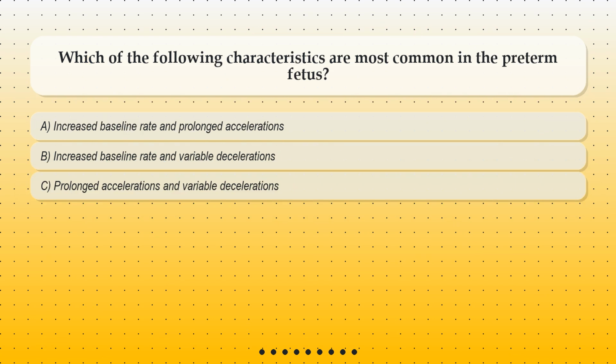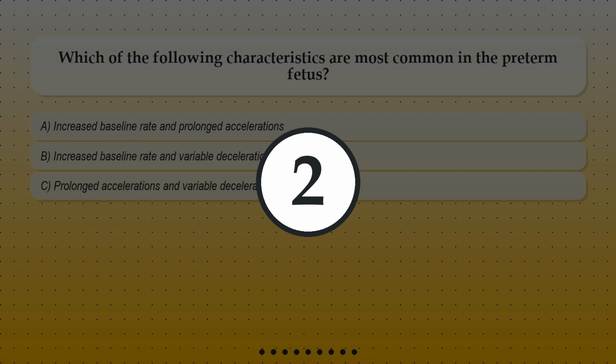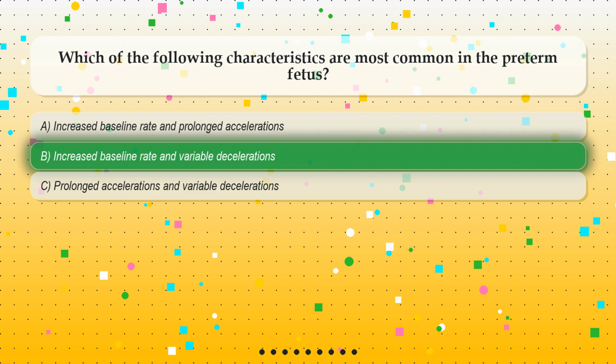Question 7. Which of the following characteristics are most common in the preterm fetus? Option A, increased baseline rate and prolonged accelerations. Option B, increased baseline rate and variable decelerations. Option C, prolonged accelerations and variable decelerations. The correct answer is option B, increased baseline rate and variable decelerations.